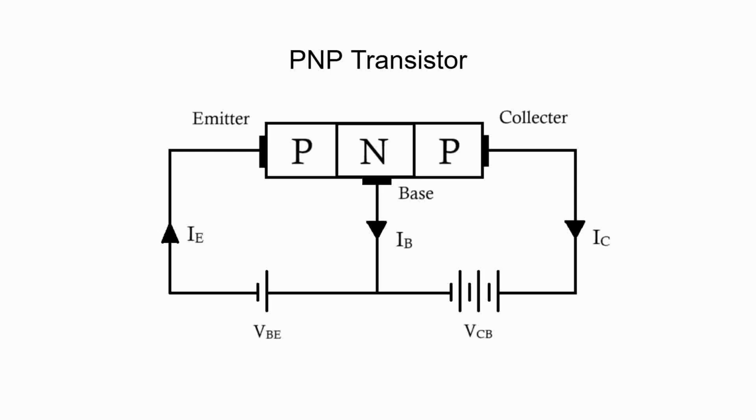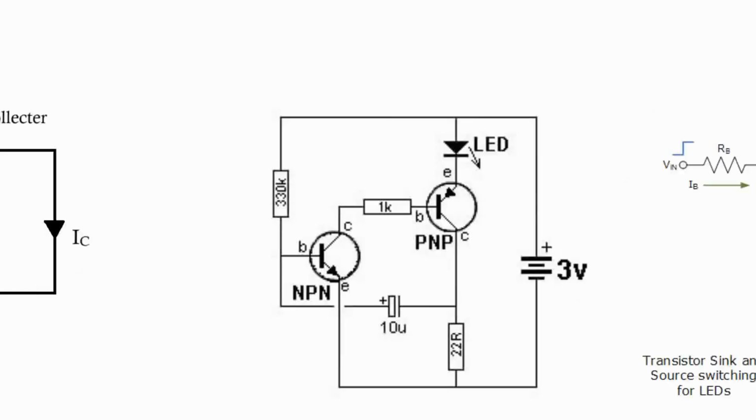Just like the NPN transistor, a small base current is required to control a larger current between the collector and emitter. In PNP transistors, this happens when the base is pulled low relative to the emitter. This characteristic makes the PNP transistor function as a switch as well.